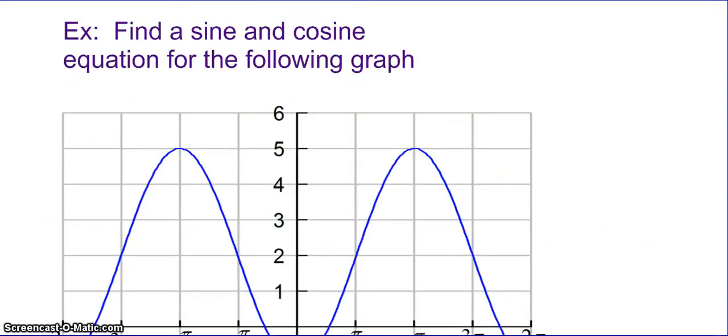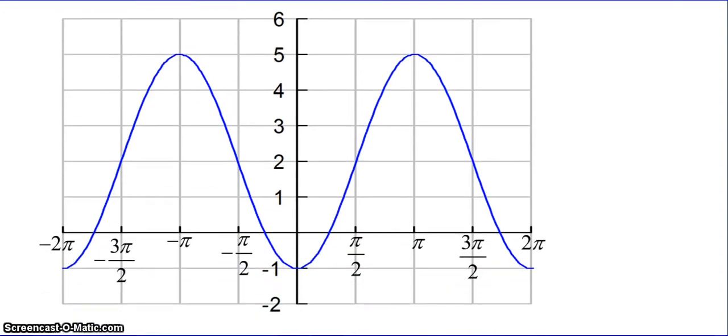Alright, last thing we're going to look at is working backwards, finding a sine and cosine equation from a graph. Now here there are an infinite amount of answers. Some are going to be a little bit easier than others, but if you have this curve, I want you to try to write a sine equation for it and a cosine equation. Anytime you can write a sine equation, you can always write a cosine equation because you know they're the same function but shifted pi halves from each other.